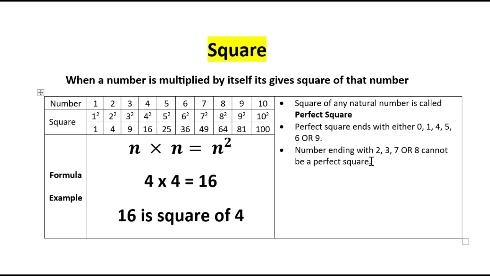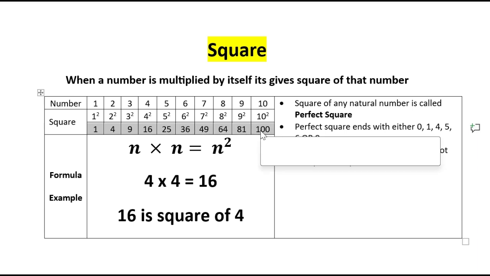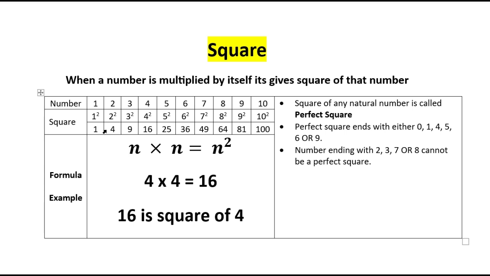Now let's take a look at a few other facts here. The square of any natural number is called a perfect square. So all the natural numbers which start from 1 and go all the way to infinity, if you make a square of that number, the answer we get is called the perfect square. So in this case, 1, 4, 9, 16, 25, 36, 49, 64, 81 and 100 are perfect squares. But any number between 1 and 4, like 2 and 3, is not a perfect square. Any number between 4 and 9 is not a perfect square.